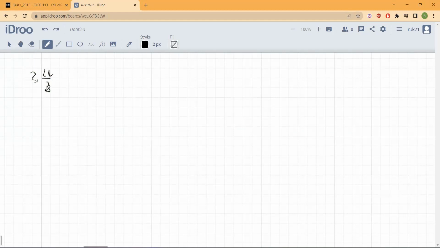2 pi over 3. So now the way you convert from polar to Cartesian is as follows. What we're going to do is x is equal to, this is our radius, so it's radius times cosine of theta, and y is equal to r times sine of theta.